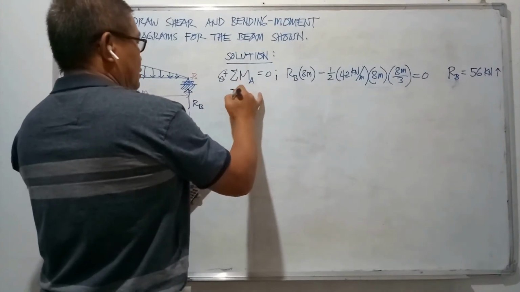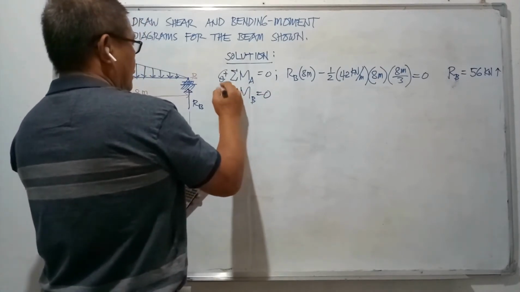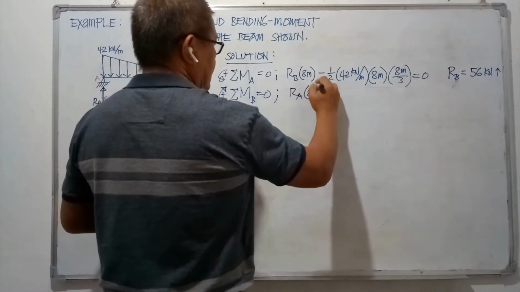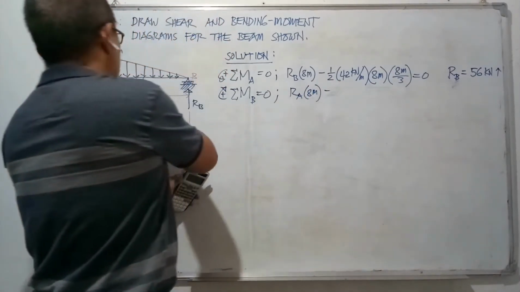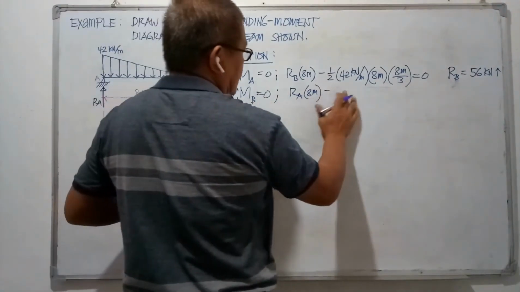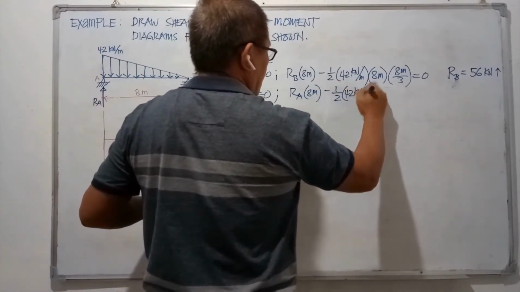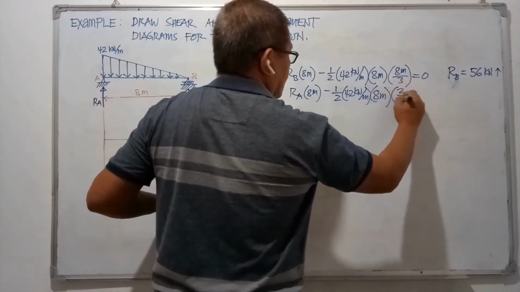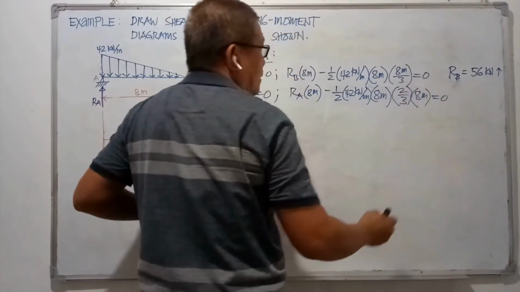And then moment summation at joint B equal to 0, clockwise positive: R sub A times 8 meters minus the moment arm from point B of this force, which will be 2/3 of the span, but the area is 1/2 times 42 times 8 meters, times 2/3 of 8 meters, equal to 0.